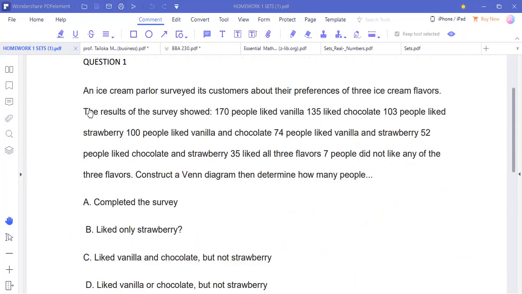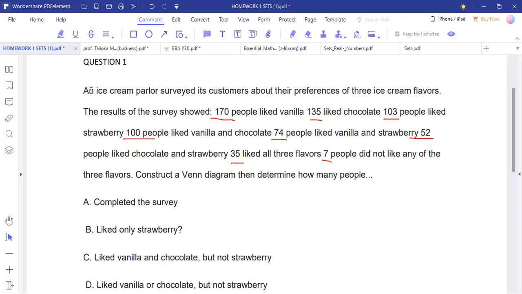Okay, we have an ice cream parlor. It has the following customers. So what are we given here? We have customers who have the following preferences. 170 liked vanilla, 135 liked chocolate, and 103 liked strawberry. 100 liked vanilla and chocolate. 74 liked vanilla and strawberry, and 52 liked chocolate and strawberry. Then 35 liked all three, and 7 did not like any of them. So let's illustrate this using a Venn diagram.